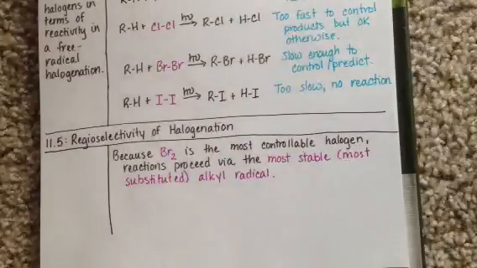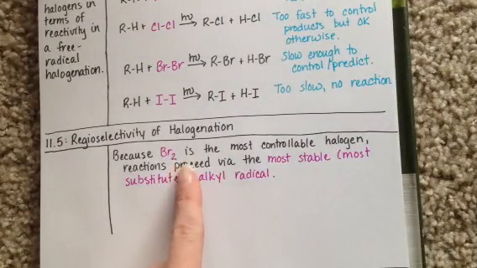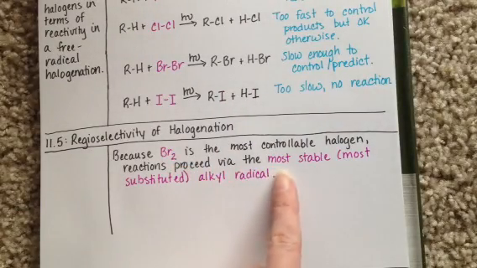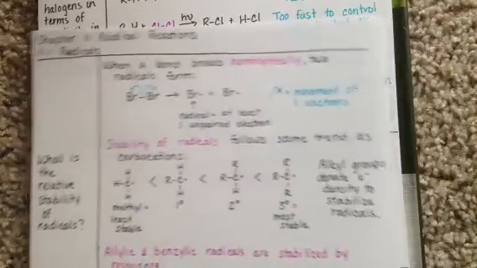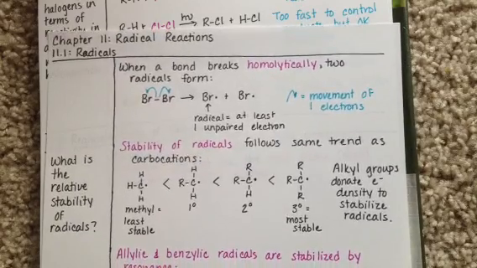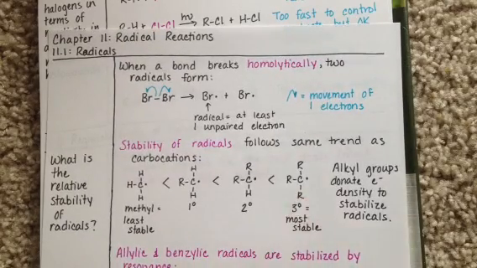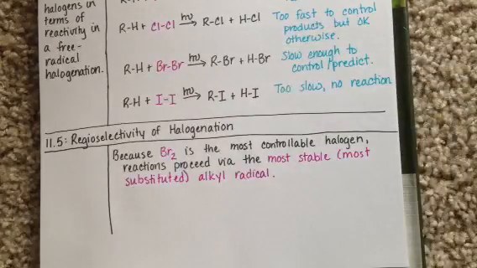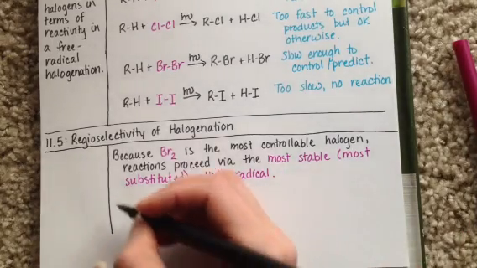So the bromination process is going to favor the pathway that involves the most stable alkyl radical, and if you remember back from the day before yesterday, the most stable radical is the one that is the most substituted. So we're going to look at some examples of that in just a second, but before we do that, we're going to talk about chlorine.